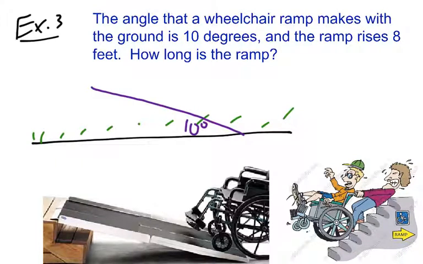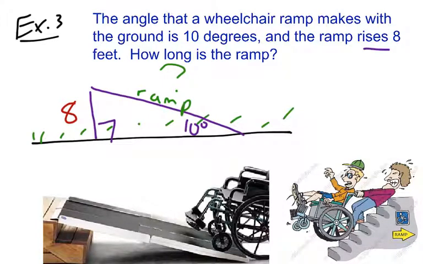And then I know it's making a right triangle. It says it rises 8 feet. So the rise is going to be how much straight up it goes. And we want to find out how long the ramp is. Well, this is our ramp right here. So we don't know the length of our ramp.